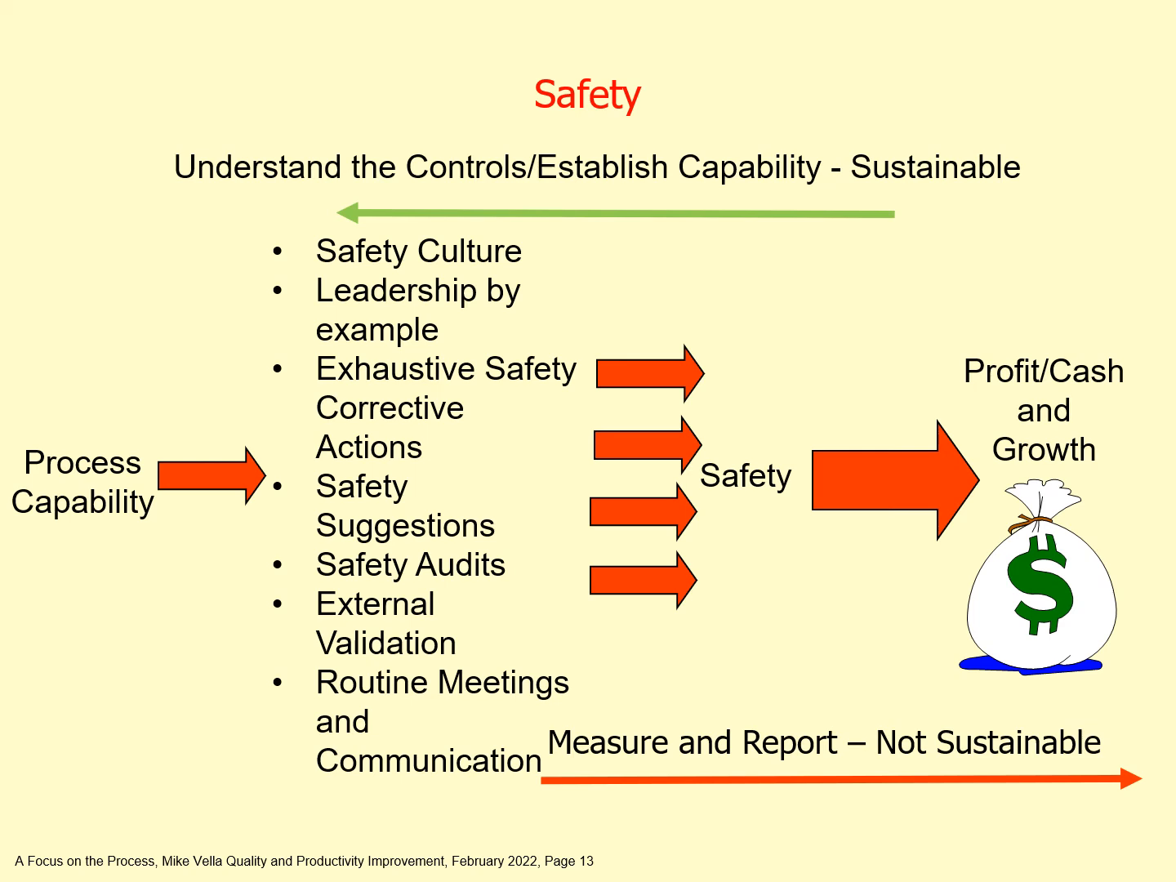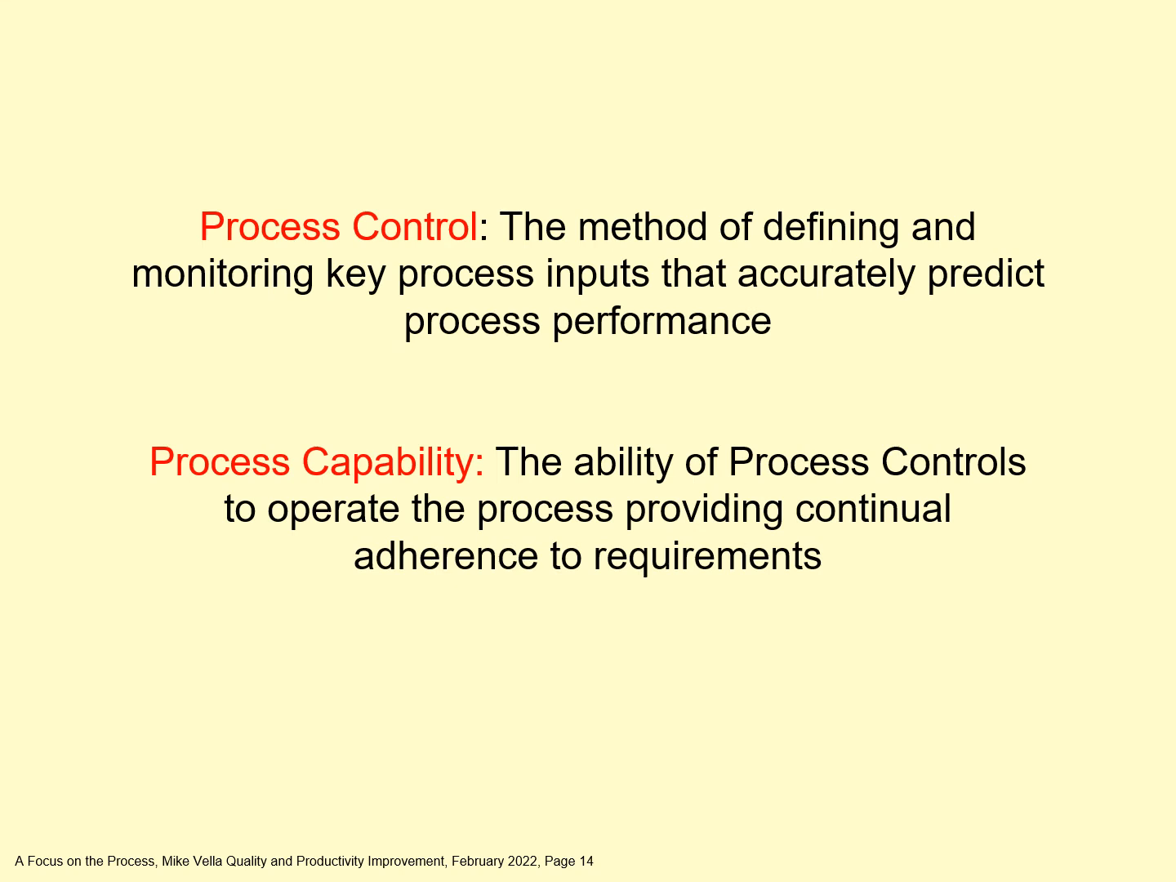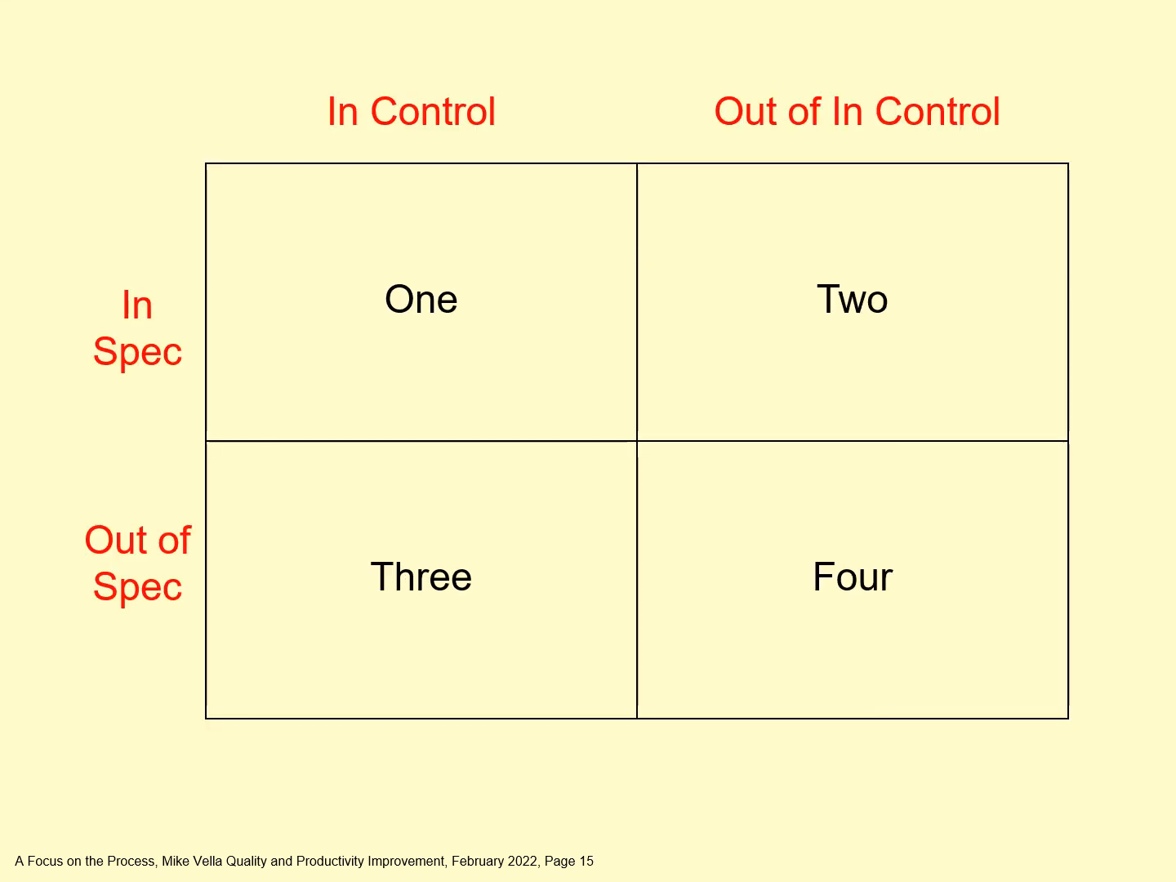profit, cash, and growth. Back to these definitions. Process control is a method of defining and monitoring those key process inputs which accurately predict the process performance. And process capability is the ability of the process controls to operate the process, providing continual adherence to requirements. So the process control is different than a process capability. And what you really want to have is process capability.